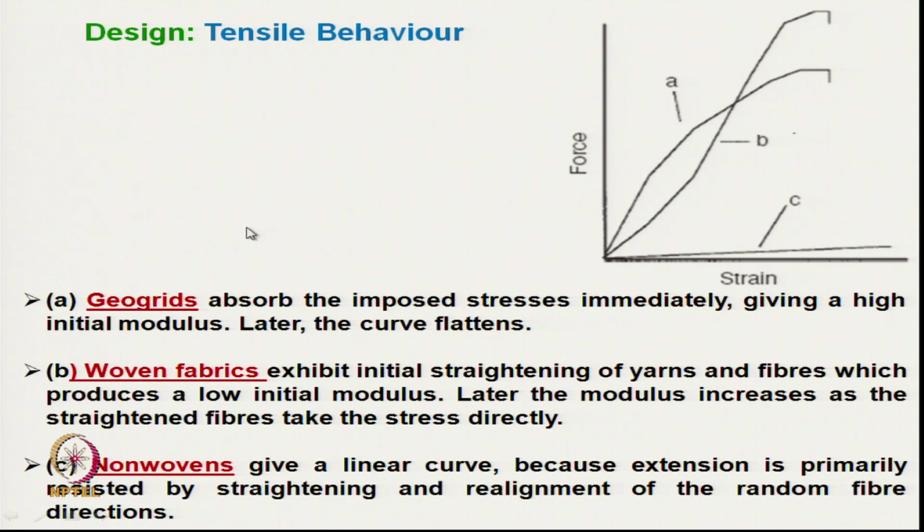Like in geogrid, we do not expect any higher strain during application, otherwise the total structure will collapse. The woven fabric exhibits initial straightening of yarn, that is the crimp present, that is why this type of behavior. At lower load the strain is higher than the geogrid, but on the other hand non-woven has very high extensibility due to its random fiber orientation.